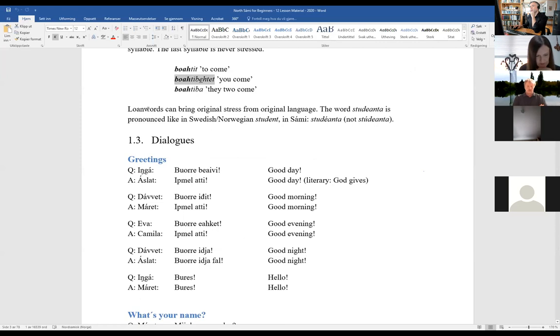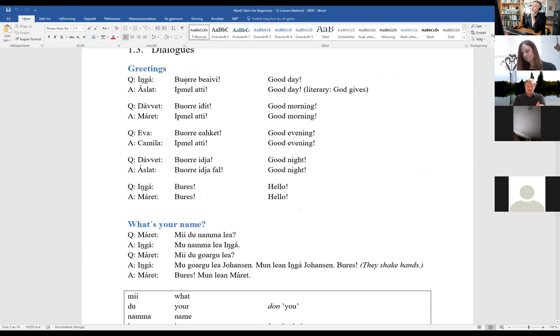But then there are some loan words where the stress is not in the first syllable of the word. It can be in, like, student. In English, it's student with stress on the first letter. But in Swedish and Norwegian, it's student. So in Sami, it's borrowed and it's studenta. Studenta. It's not studenta. Studenta. At least on the Norwegian and Swedish side.